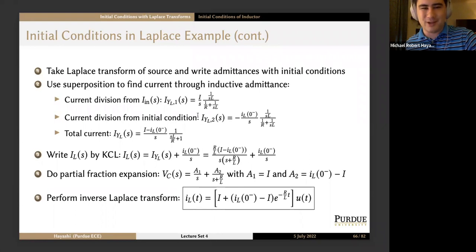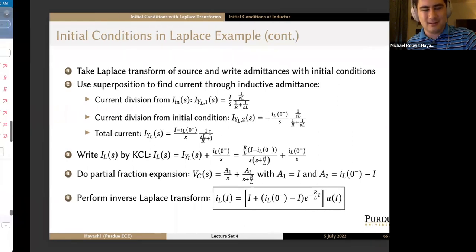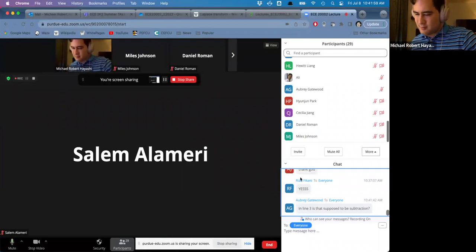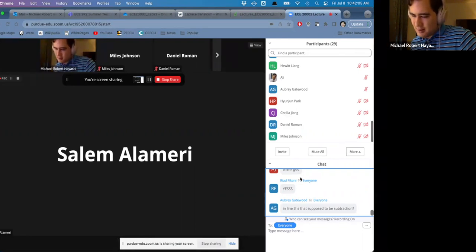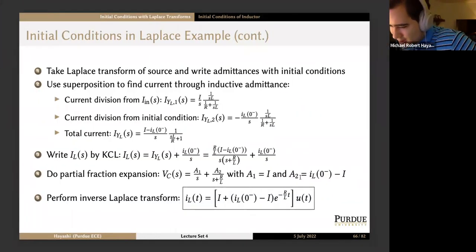Yeah, that's supposed to be subtraction because we have to add these two current components together. There's a negative sign there, so we have to have a minus sign. Unless you mean the next line down, where everything is okay.